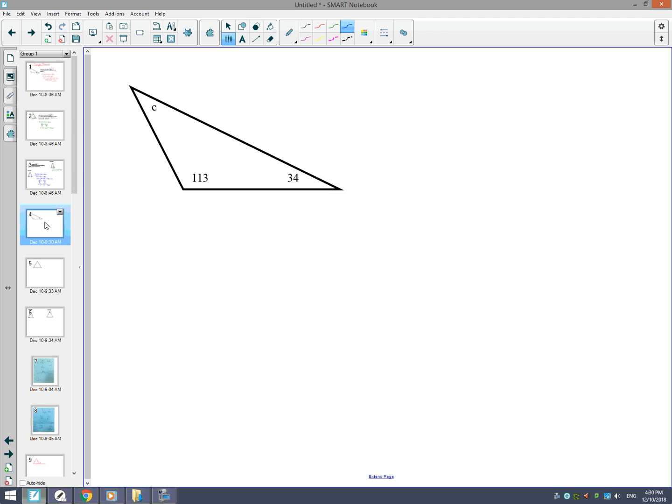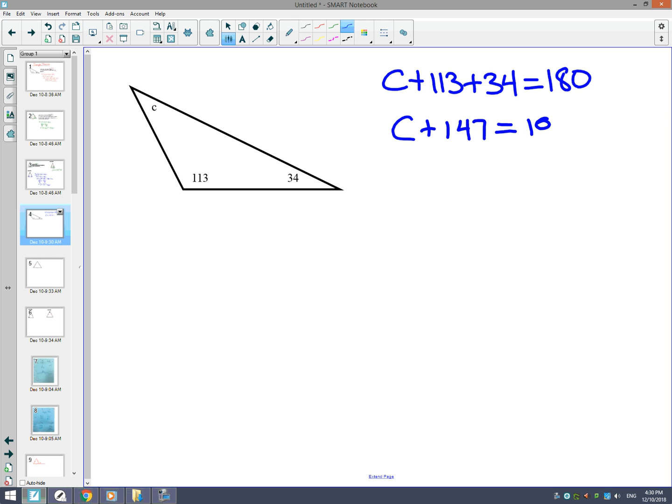And remember, in that, all three things inside of a triangle, all three angles, total 180 degrees. So I'm simply going to add c plus 34 plus 113, then total it to 180. Do some mental math in my head. I got 113, 140, 147. So c plus 147 equals 180.